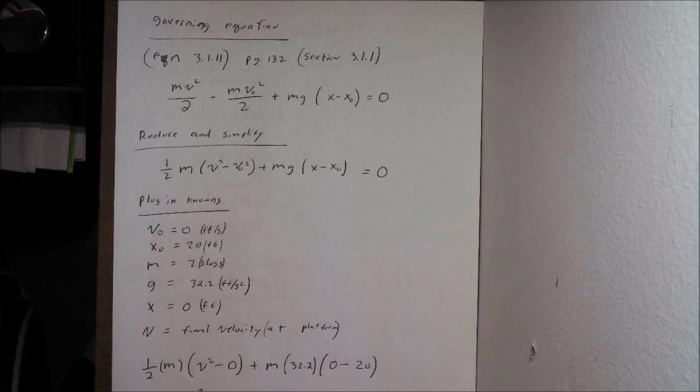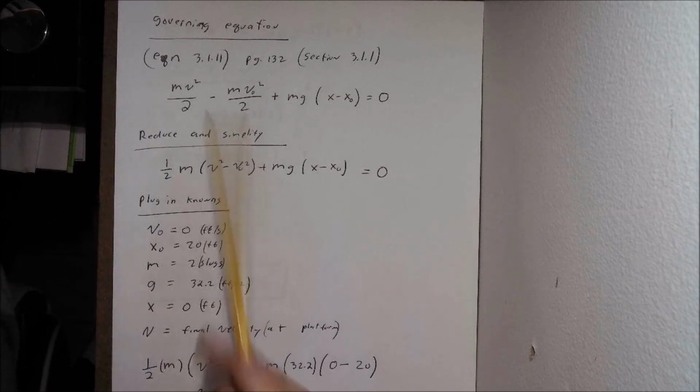So as we begin our solution with this new reference point from the height of the platform, we still want to pick a governing equation. We're still going to use that same governing equation, equation 3.1.11 on page 132 of the textbook, section 3.1.1, if you're using the 4th edition. And this is our governing equation listed here.